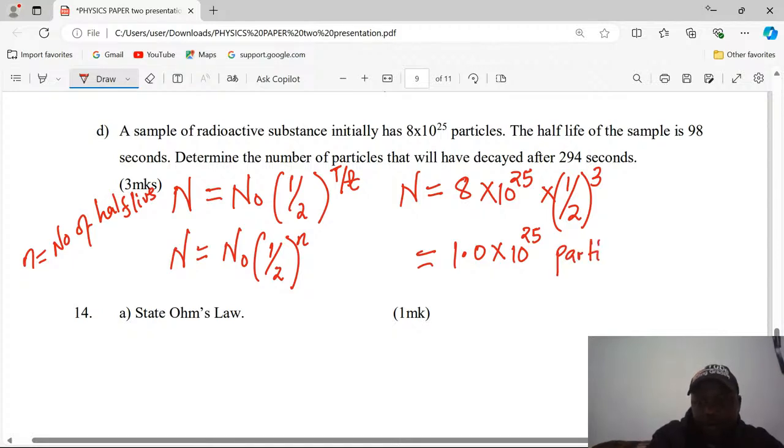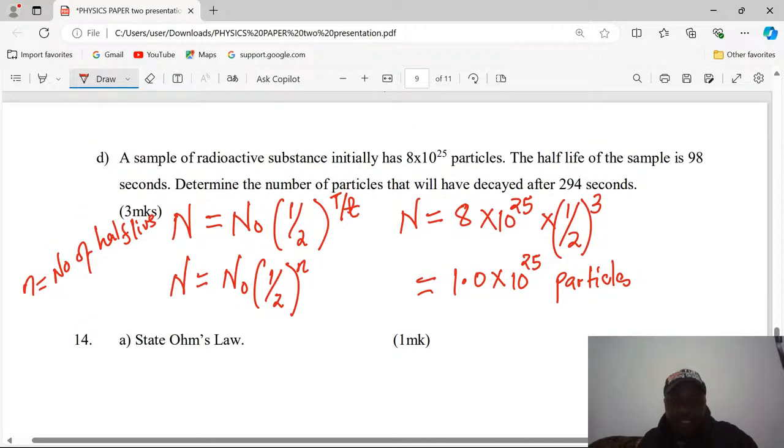But now we should get back to the question and read it closely. The question says, determine the number of particles that will have decayed after 294 seconds. If we are getting the number that will have decayed, then we should know that this is the number remaining.